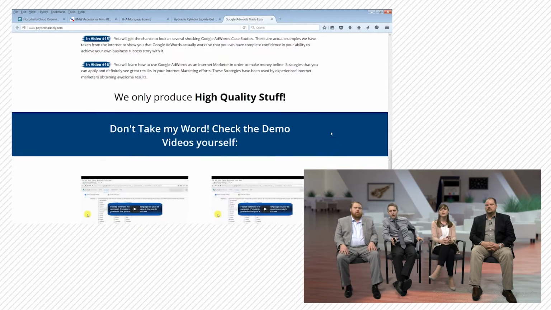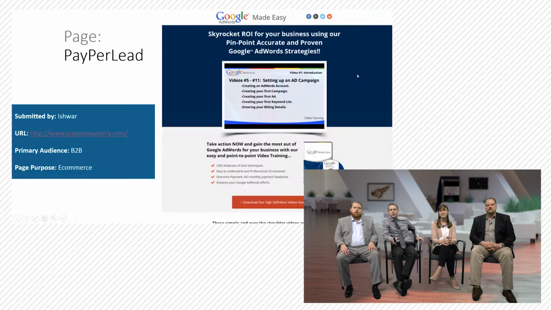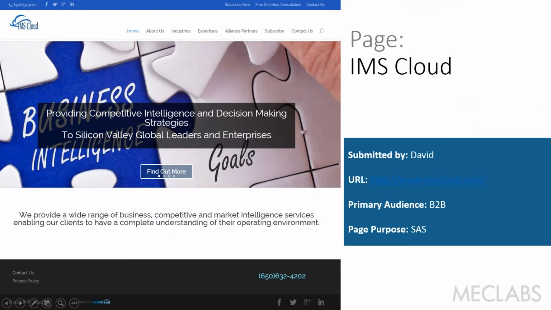All right, I'm moving on fast. We're running out of time. I want to get to as many pages as we possibly can. Let's go to the next one. Here we are. This is IMS Cloud, completely different type of page. I love the variance in the pages.